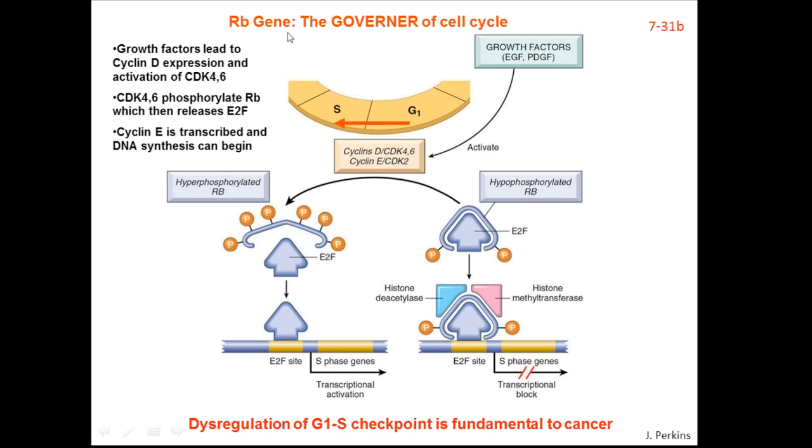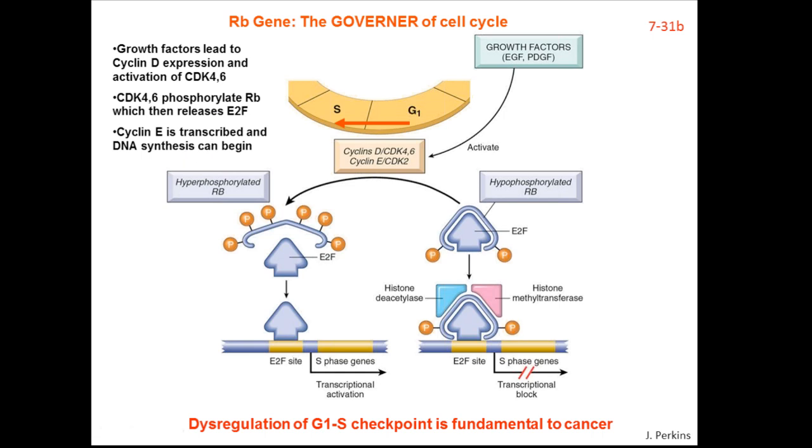Okay? So we just went through this. Growth factor receptors. Growth factors lead to cyclin D expression and activation of the cyclin-dependent kinases 4 and 6, which in turn phosphorylate RB, which in turn releases E2F, and E2F can cause transcriptional activation.